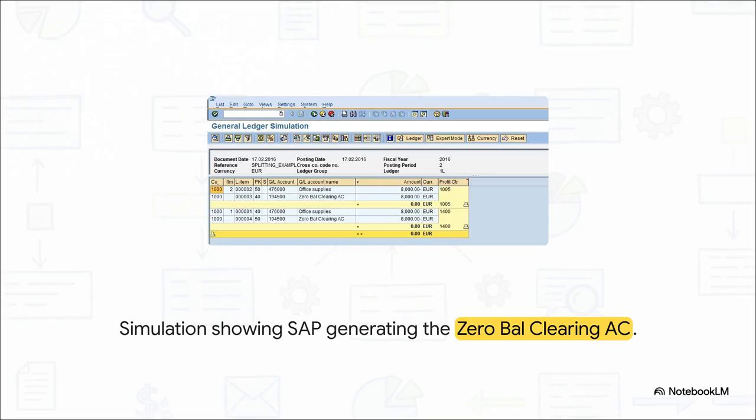But watch what happens when we simulate the general ledger view. SAP automatically generates a zero balance clearing account line to ensure each individual profit center nets to zero perfectly. It literally creates a credit for 1,005 and a debit for 1,400. It's a fantastic, fully automated mechanism constantly working behind the scenes.